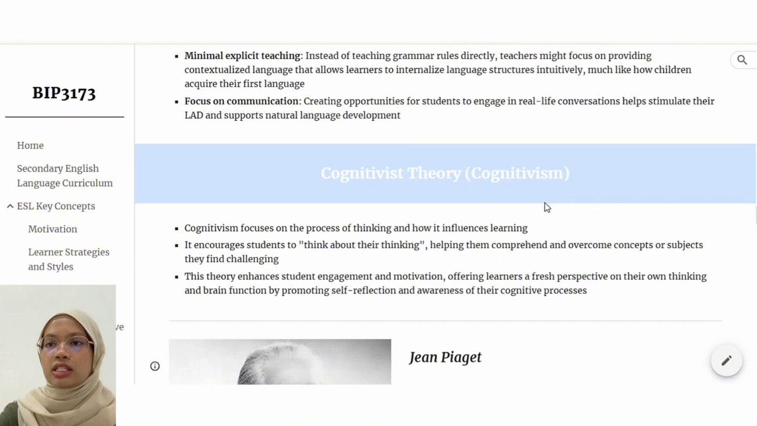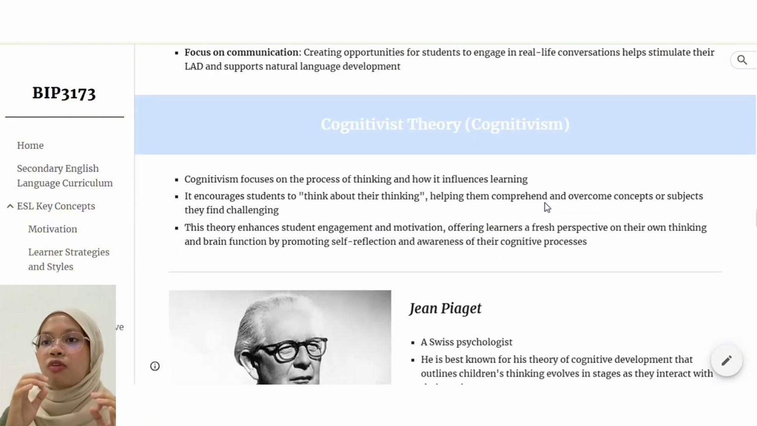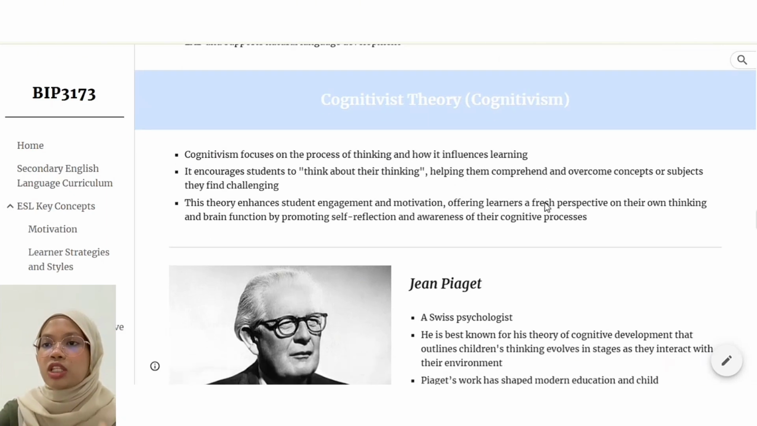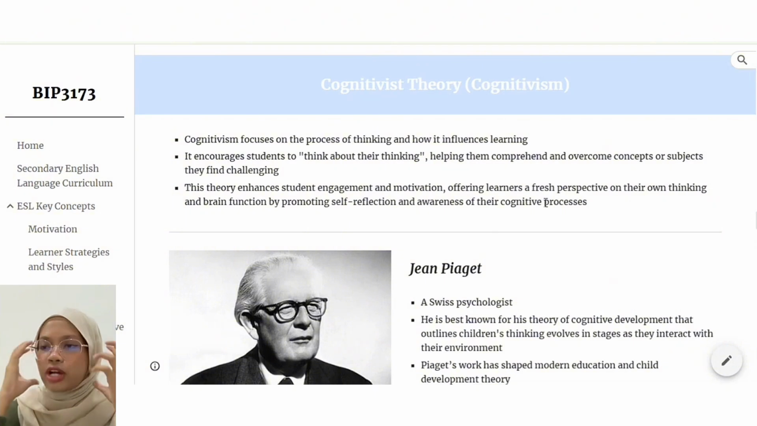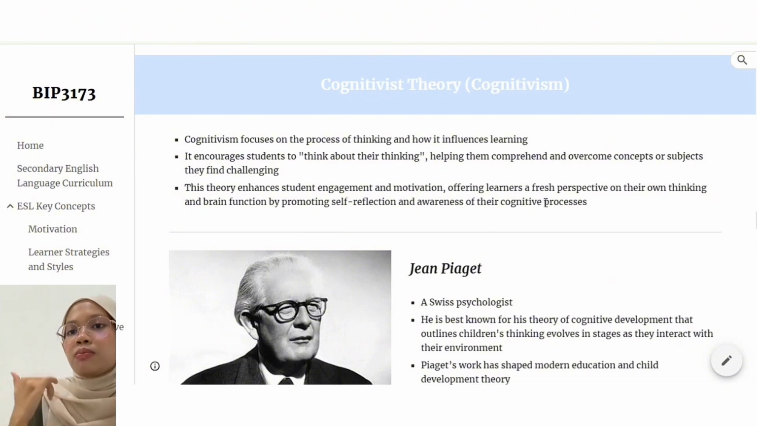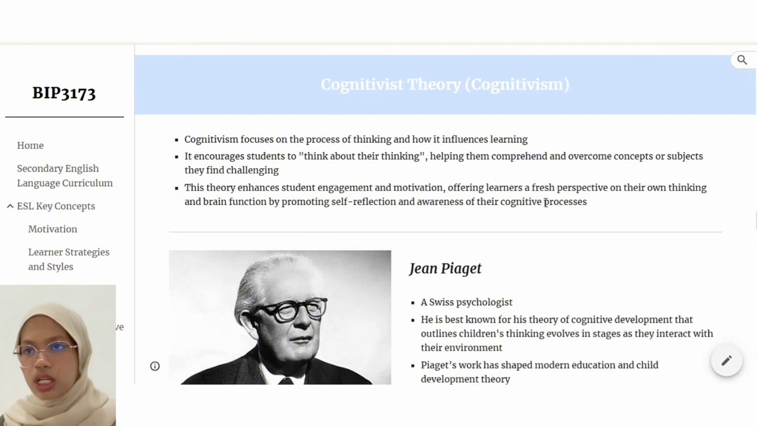Next is cognitivism, which focuses on the process of thinking and how it influences learning. It encourages students to think about their thinking in a way. It helps them comprehend and overcome concepts or subjects they find challenging, and this theory enhances students' engagement and motivation because it offers learners a fresh perspective of their own thinking and brain function by promoting self-reflection and awareness of their cognitive processes.